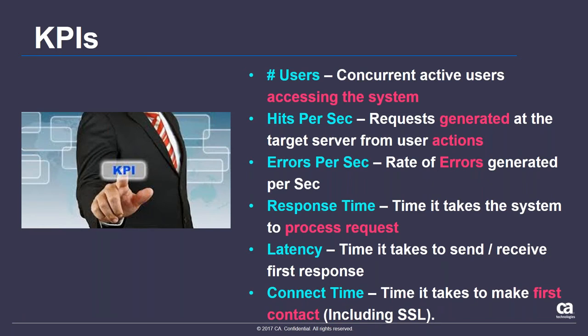Hits per second is also called the throughput, wherein you generate requests towards a target server that's hosting this application on any given user action. Errors per second is the rate at which errors are generated while these activities are taking place. And the response time is the time it takes the system to accept the request, process it, and send the result back to the user.